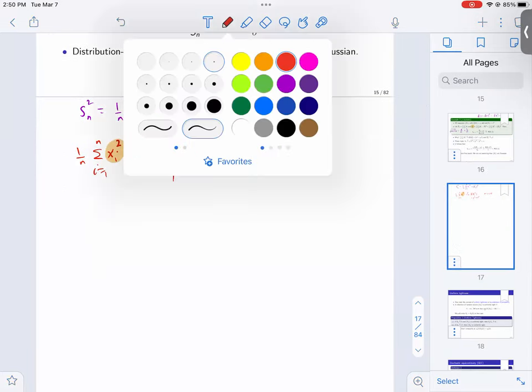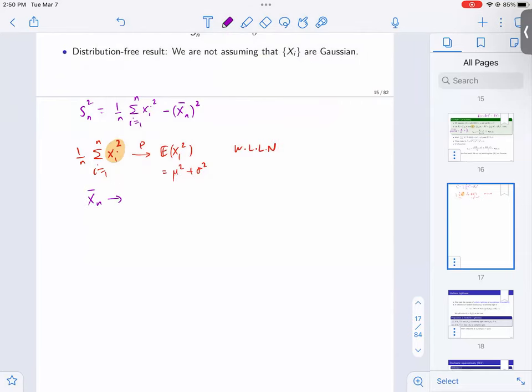How about the second one? We know that the sample mean converges in probability to mu. What can I say about this guy? Mu squared. This is continuous mapping, so that's good. Then, given these, what can I say about Sn squared? It converges to the limit of the first one, minus the limit of the second one, which turns out to be sigma squared.